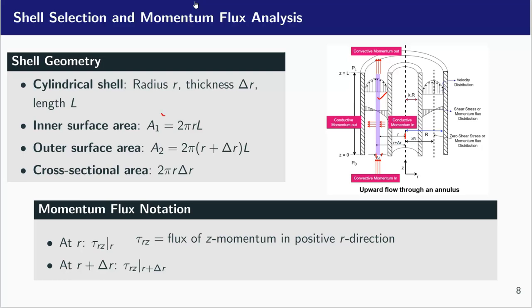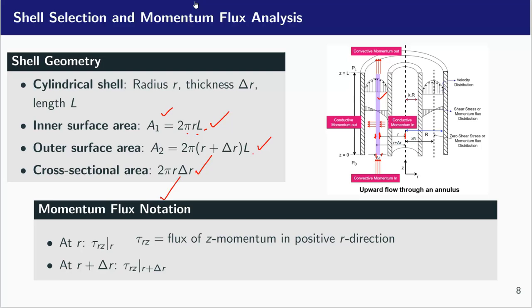Now the inner surface area is 2 pi r into L, and the outer surface area is 2 pi (r plus del r) L. So here this is r and this is r plus del r. So inner surface is 2 pi r L, outer surface is 2 pi (r plus del r) into L, and the cross sectional area is 2 pi r into del r. So that is the cross sectional area.